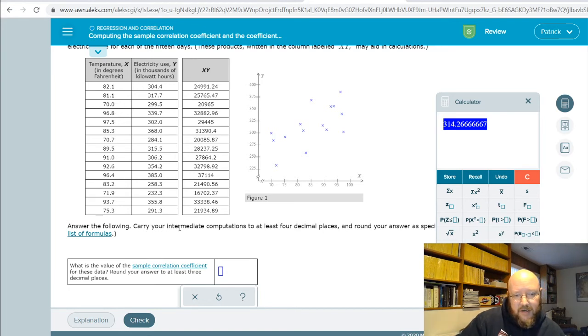Notice here it says carry your intermediate calculations to at least 4 decimal places. So 314.2667. Clear that out.